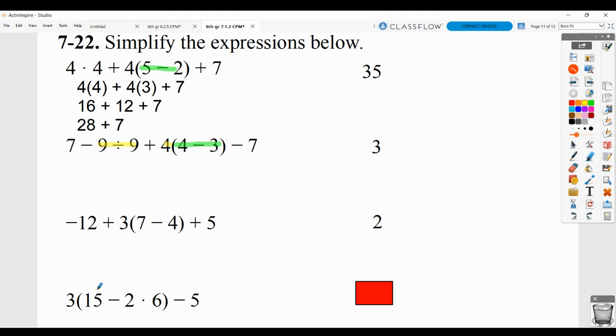Again, show your steps. Remember, if you have, like in this case, subtraction and multiplication within parentheses, then you're going to follow that order of operations within the parentheses as well. So you'll do your 2 times 6, which is 12, then take your 15 minus that, then multiply by 3, and lastly subtract 5. So again, show your work.